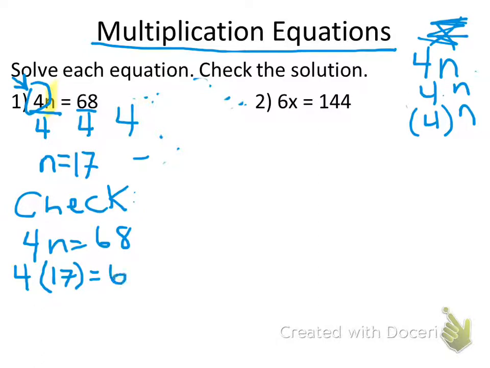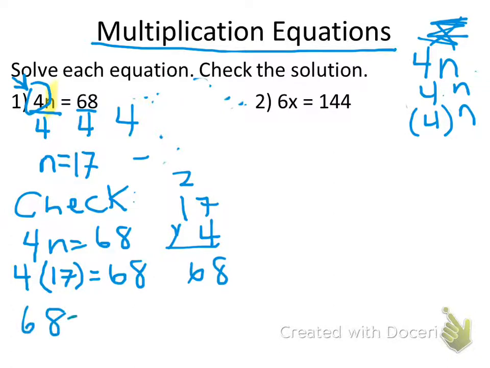Now we need to multiply 17 times 4. 4 times 7 gives me 28. 4 times 1 is 4, plus 2 is 6. So we have 68 equals 68.